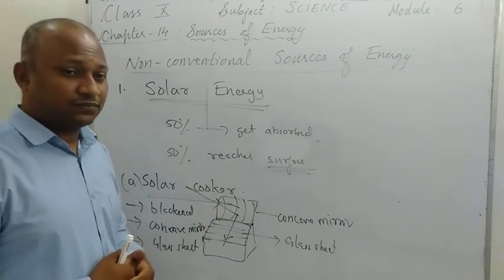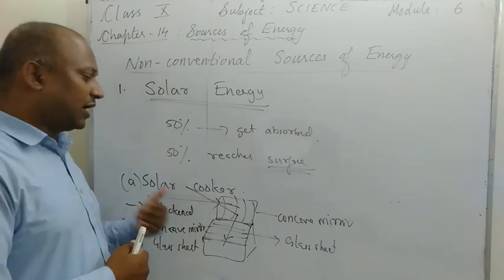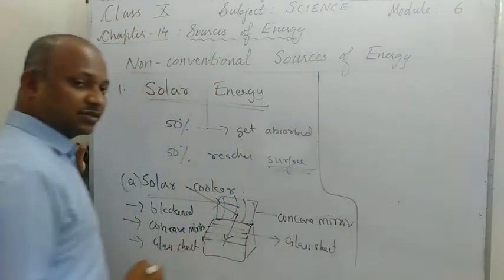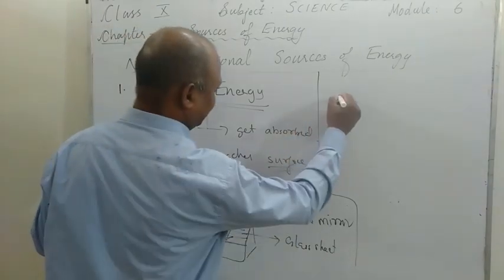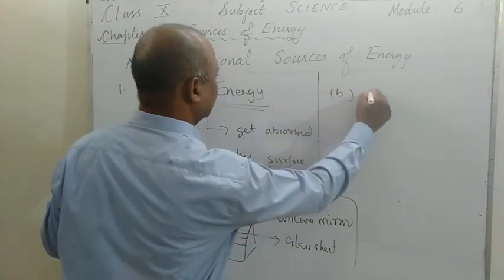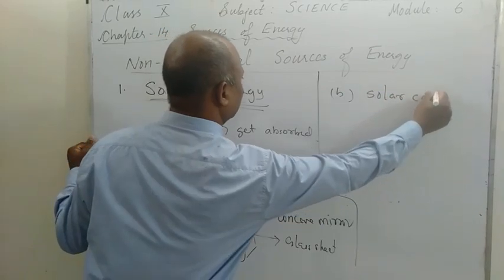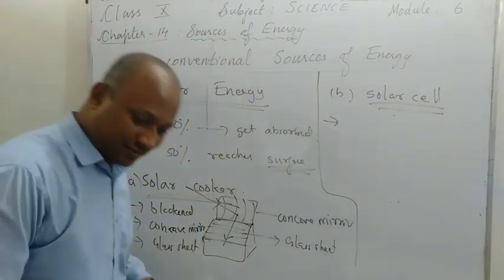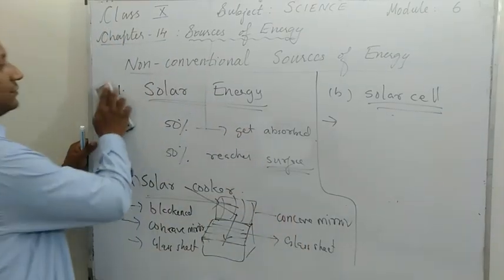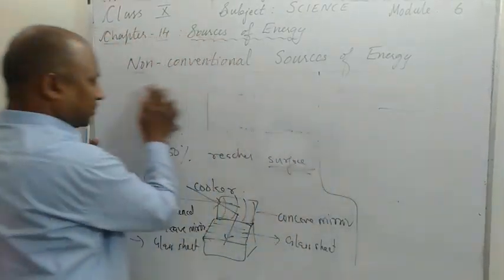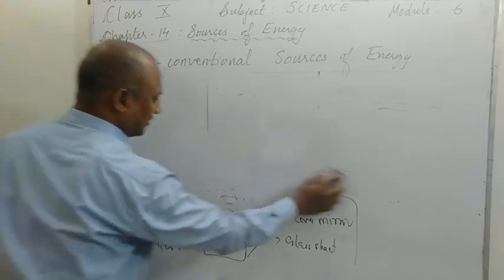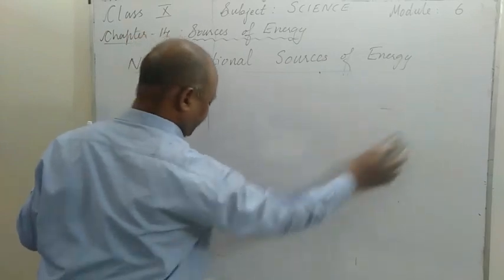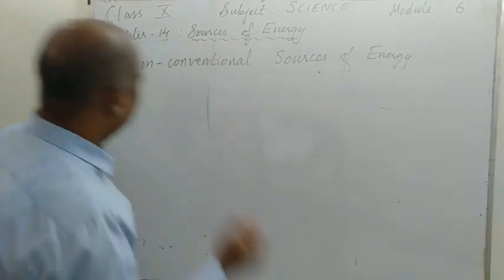But instead of this solar cooker, we now have a very largely used device which is the solar cell. So we are going to learn in detail about the solar cell. Under solar energy, the first device is the solar cooker, and the second device that we are learning is the solar cell.